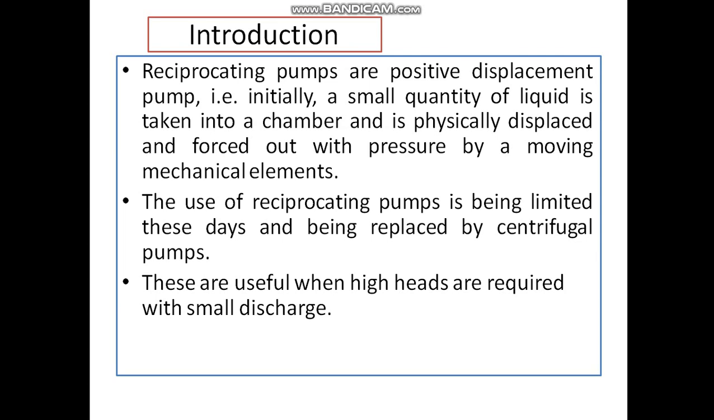So we classified pumps into two groups, rotodynamic and positive displacement. Centrifugal pump is rotodynamic, whereas the reciprocating pumps are positive displacement pumps. Here, an amount of water is taken to a closed chamber and that is displaced by some moving element like a piston. A piston is forcing the water, thereby the pressure of the water is increased and it is raised to a high level. So that is what is called positive displacement.